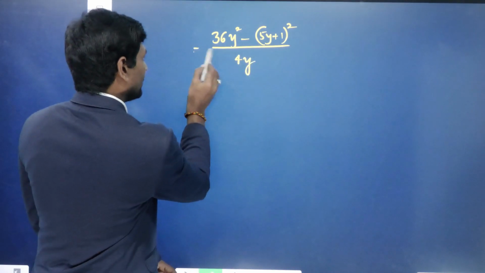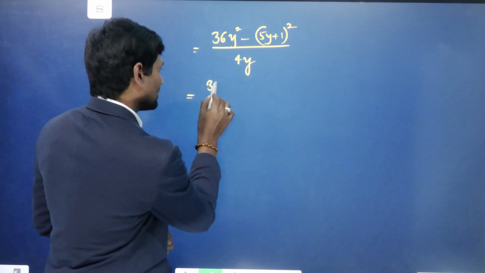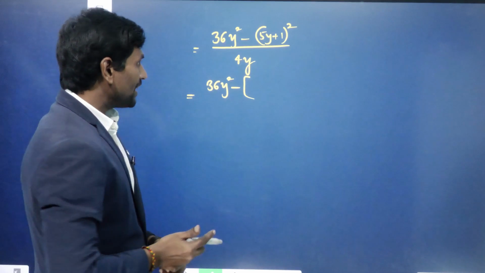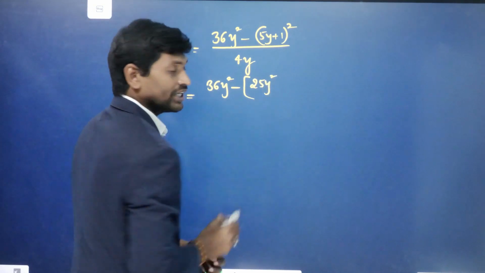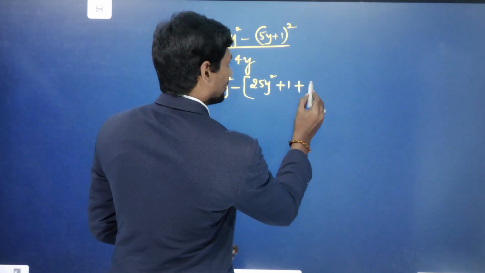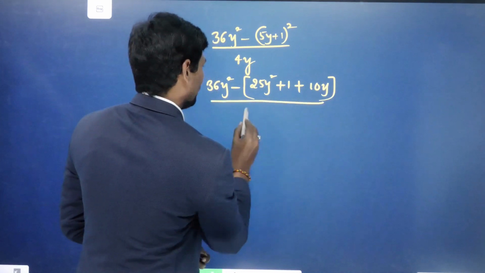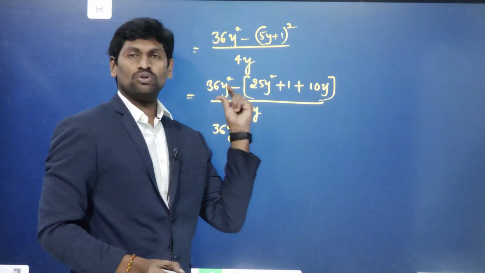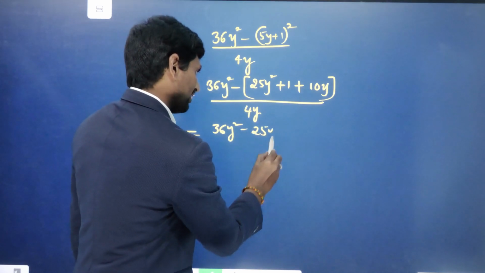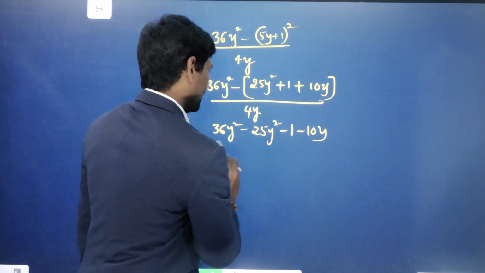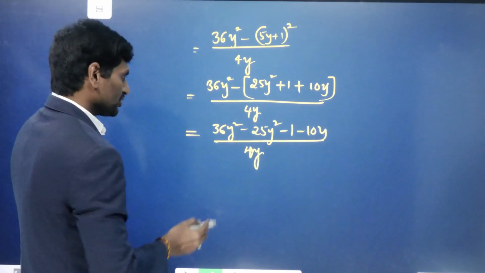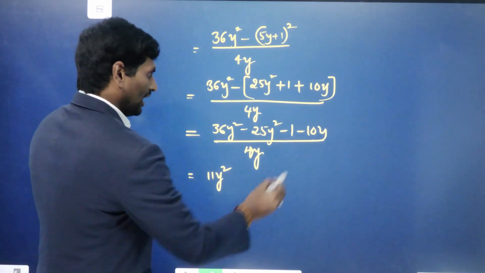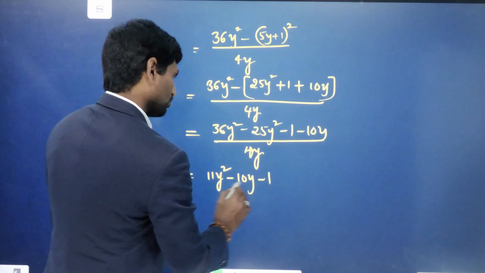So let us simplify this. 36y square as it is. This bracket term is in the form a plus b whole square, which is a square plus b square plus 2ab. 5y whole square means 25y square, plus 1 plus 10y, divided by 4y. So simplify: 36y square, and the minus is applicable to the entire bracket term. That means minus 25y square minus 1 minus 10y divided by 4y. So for the y square term, 36 minus 25 is 11y square, and the y term is minus 10y, minus 1, divided by 4y.